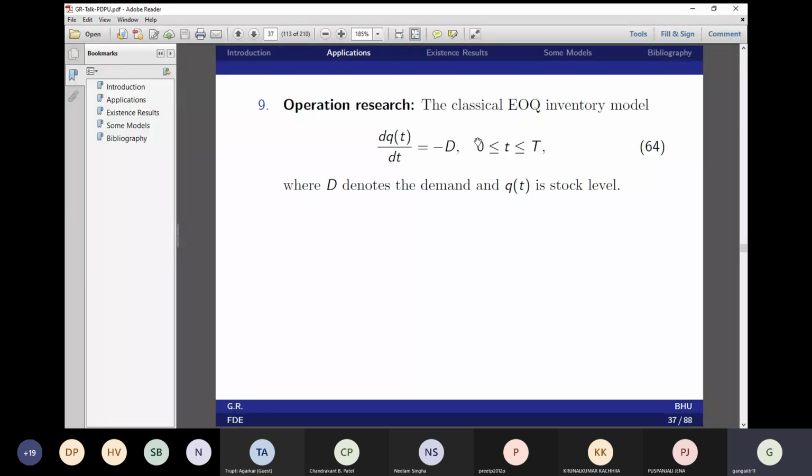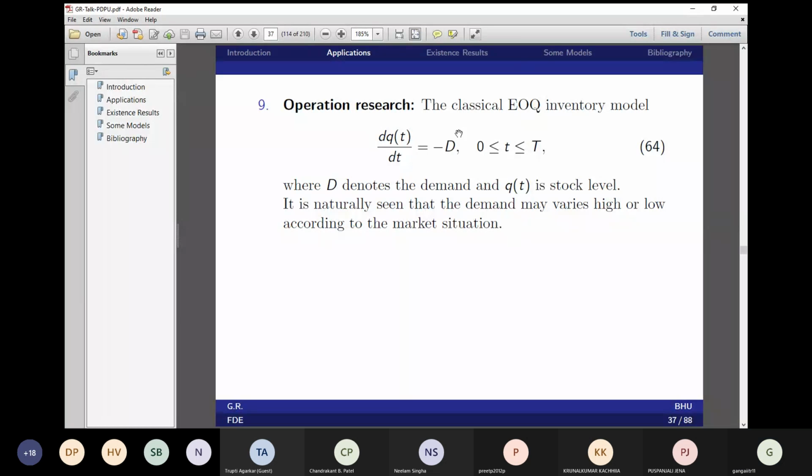Okay, so what are the conditions for this model? This model does not give the full information about the classical theory. It is naturally seen that the demand rate varies high or low according to the market situation. So when the demand rate varies high or low according to market situation, that integer model does not work.